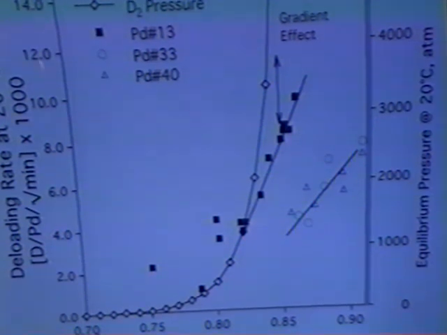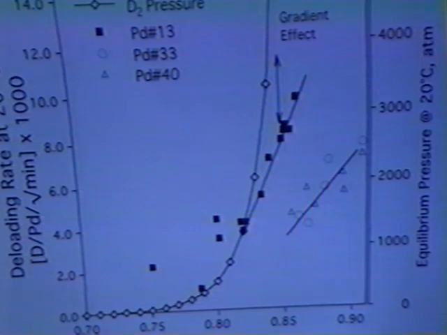Now, samples have two basically different properties with respect to deloading. First of all, the deloading is dependent upon the composition from which you're deloading. And that relationship roughly follows the behavior of the pressure that you would calculate to be inside the cracks of this material. Of course, there's a slight deviation here because there's a gradient within the material, but you can see that there's a basic relationship there.